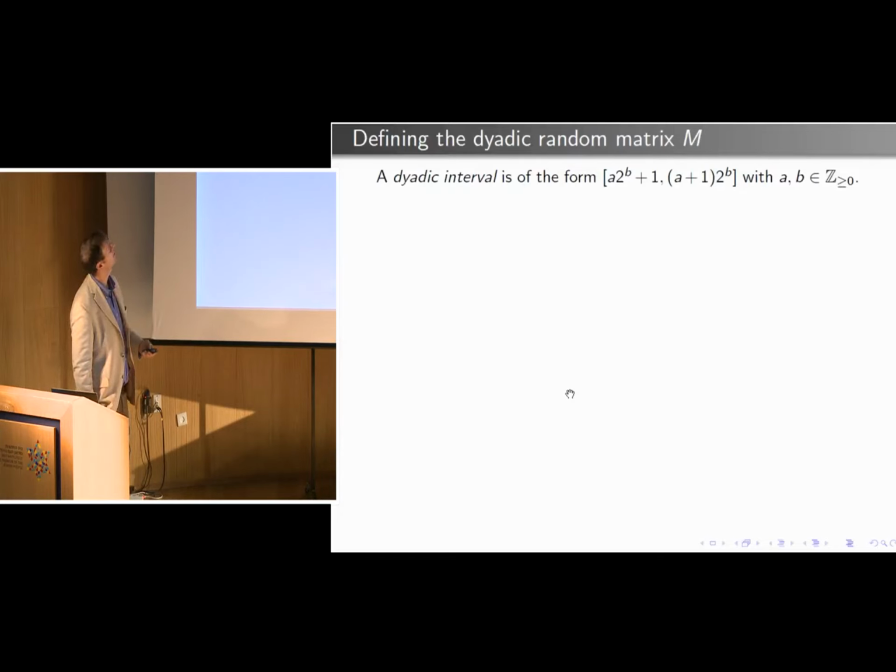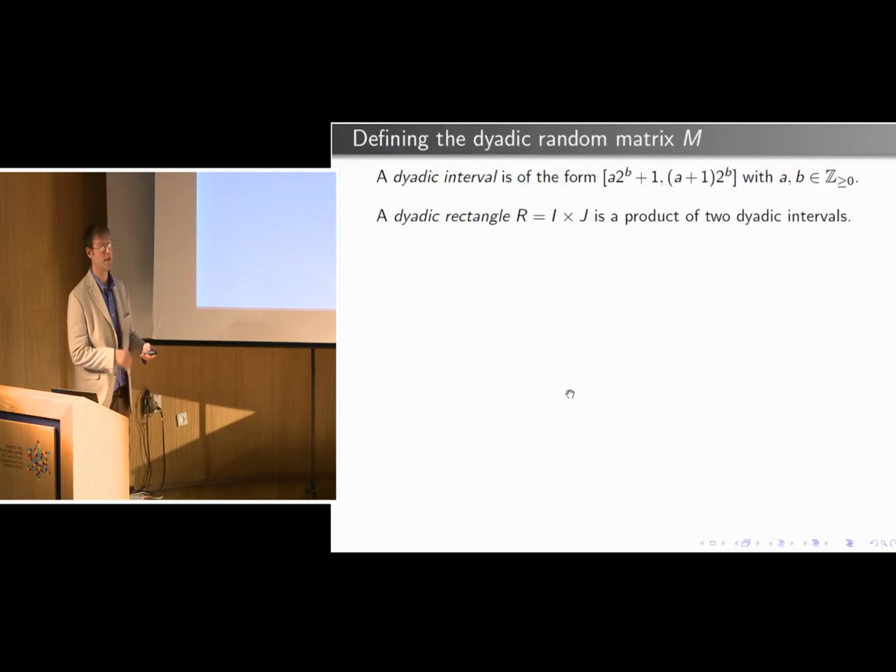So a dyadic interval is of the form between a multiple of a power of 2 and the next multiple of that power of 2. So it's between two consecutive multiples of a power of 2. That's what a dyadic interval is. A dyadic rectangle is a product of two dyadic intervals.